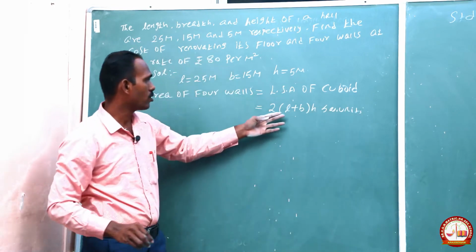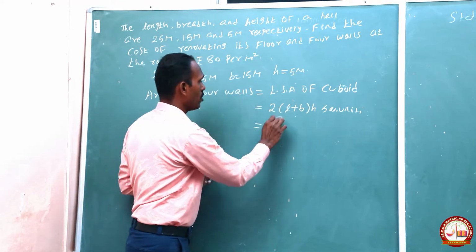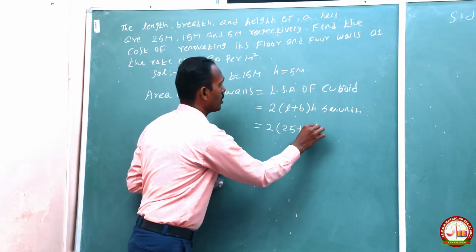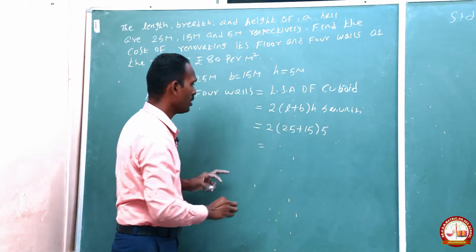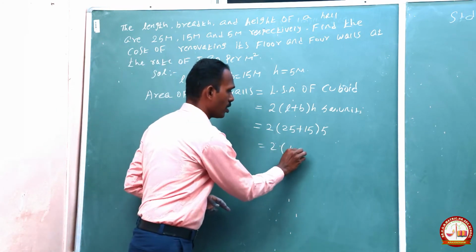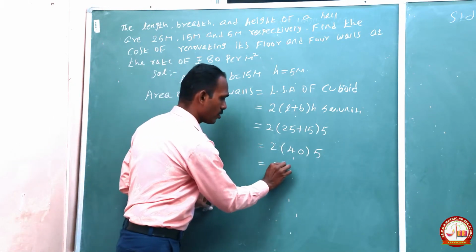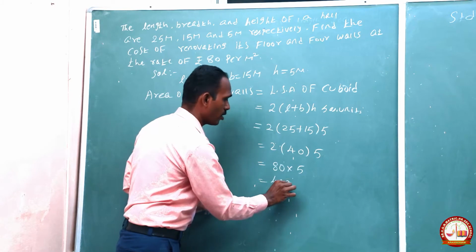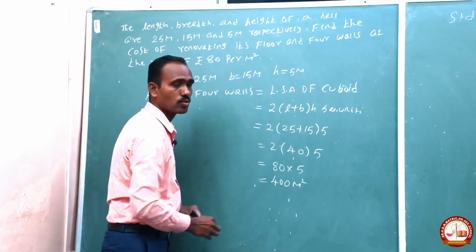So we know the values of L, B and H. So we have to substitute here. So equal to 2 into, what is L? L is 25 plus, what is B? B is 15, and then what is H? H is 5. 25 plus 15, okay, 40. So 40 into 5. You multiply here 2 into 40, 80. So 80 into 5, 5 into 0 is 0, 5 8s are 40. So meter square. So area of 4 walls equal to 400 meter square.